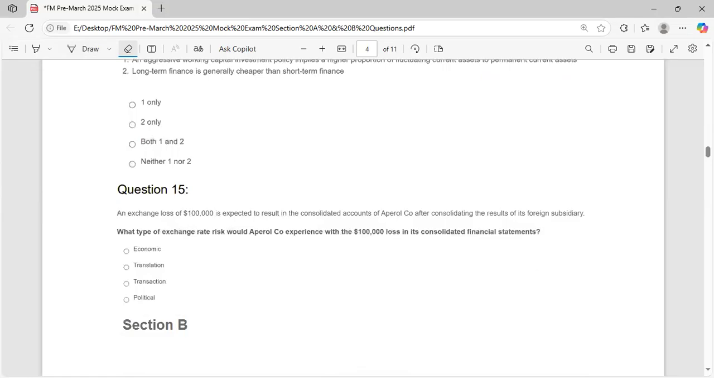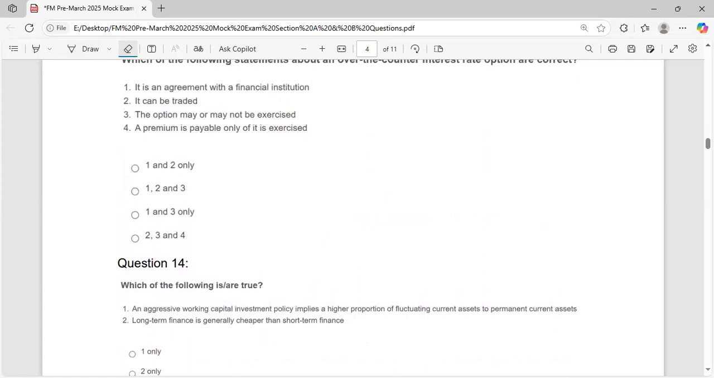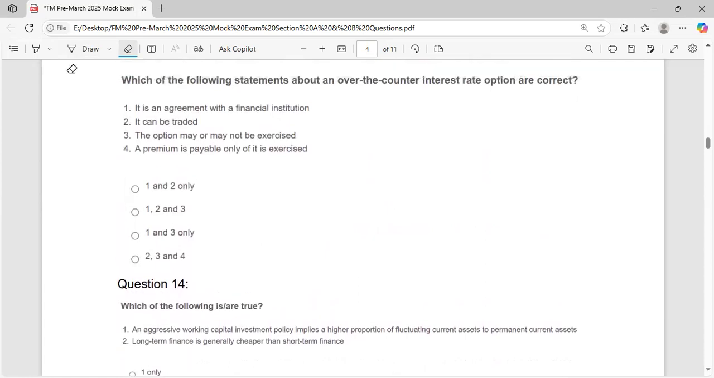Which of the following statements about an over-the-counter interest rate option are correct? Over-the-counter means customized, tailor-made. It is going to fulfill the requirement of the customer. It is an agreement with a financial institution. It can be traded, it cannot be traded. Option may or may not be exercised.